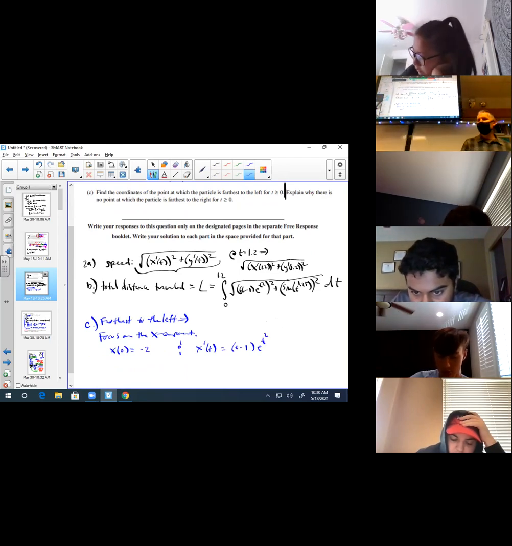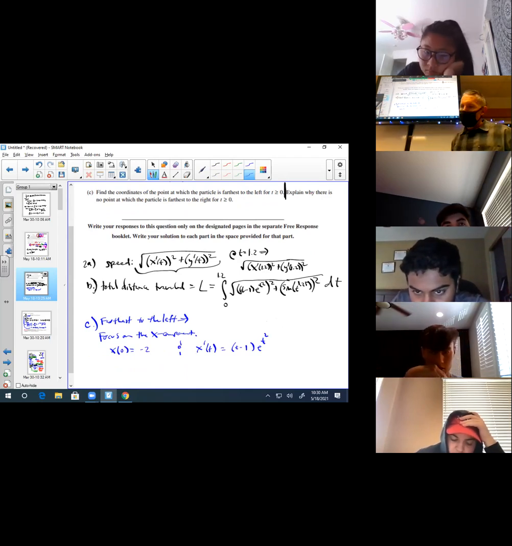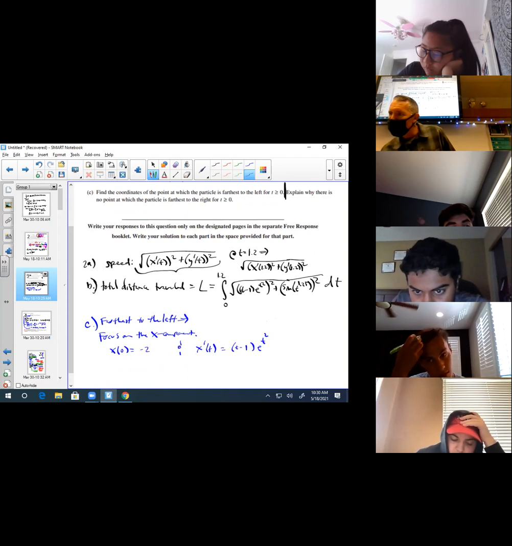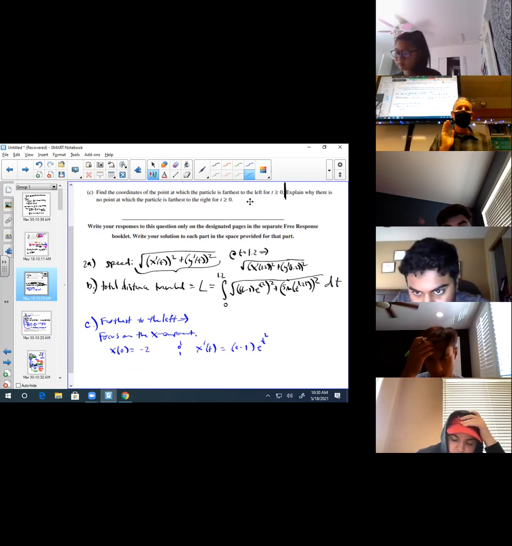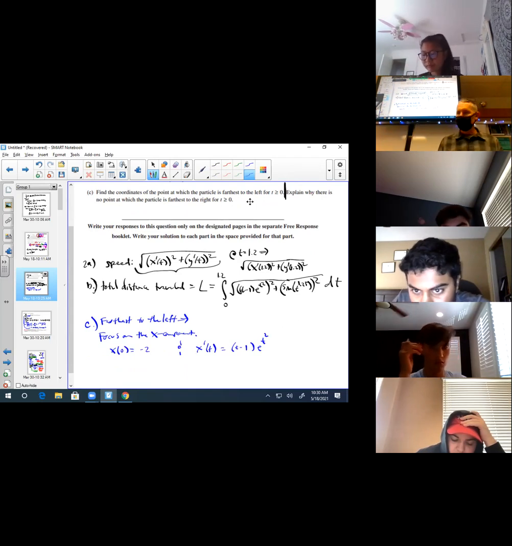So how am I going to find the coordinates of the point at which the particle is farthest to the left? So let's first find the time when the particle was furthest to the left. What would I do for that? The time when the particle is furthest to the left.